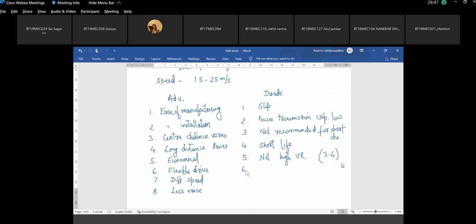Another major limitation. Gears can be used for high temperature application also. This is not recommended for high temperature. So that is another major disadvantage of a belt drive.